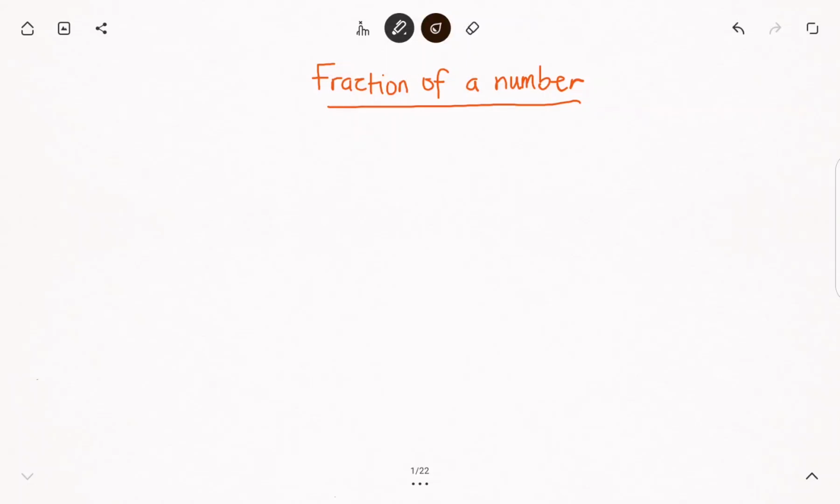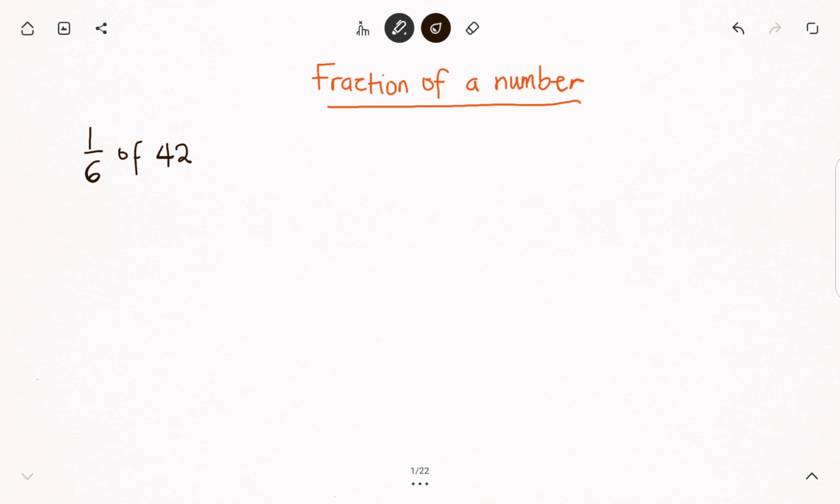In today's video, we want to look at fraction of a number. So let's begin by looking at a very simple example. Say we have 1 over 6 of 42 and we are to find the answer for this particular problem. What is going to be 1/6 of 42?